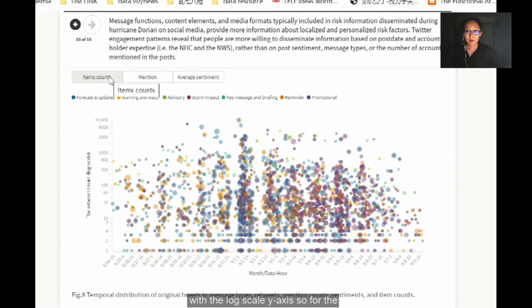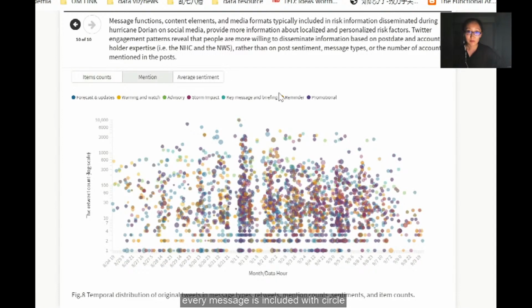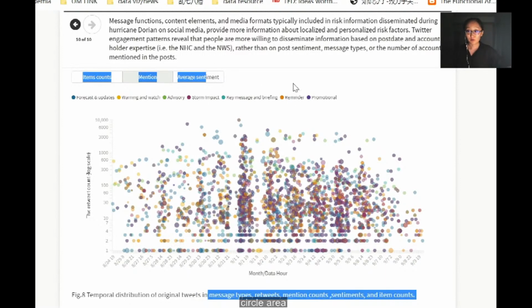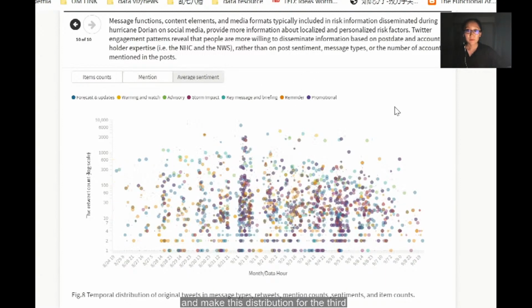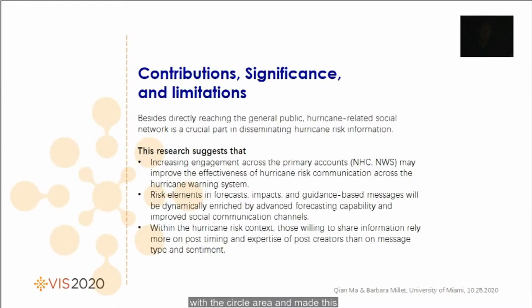For the items part, we encode the number of items every message includes with circle area. For the second one, we encode the number of mentions with circle area and make this distribution. For the third one, we encoded the average sentiment score of each tweet with the circle area and made this distribution. Our research is important because we need a bridge between the primary accounts and the general public accounts.